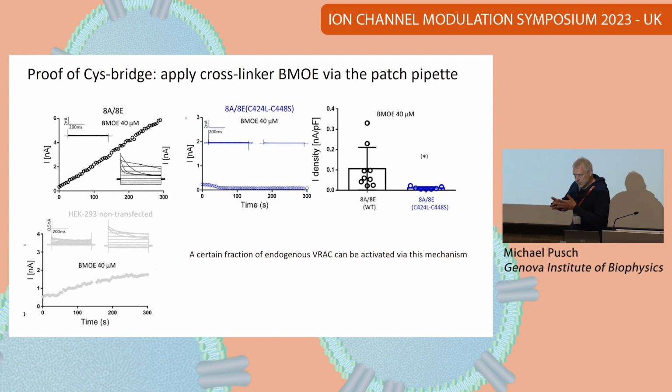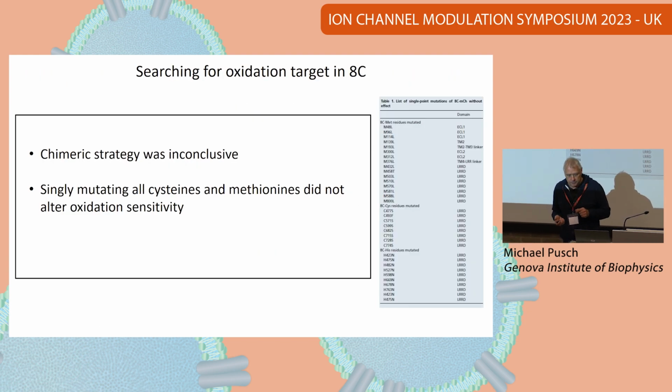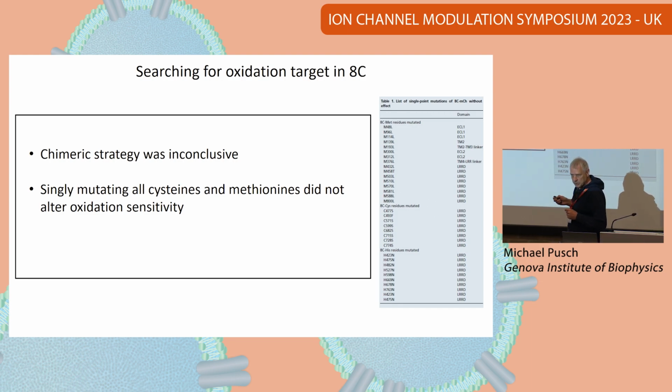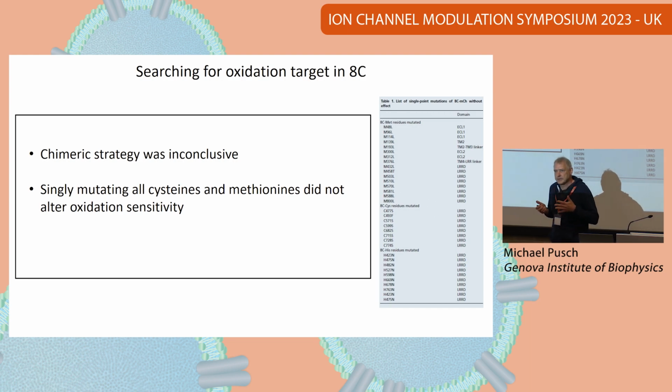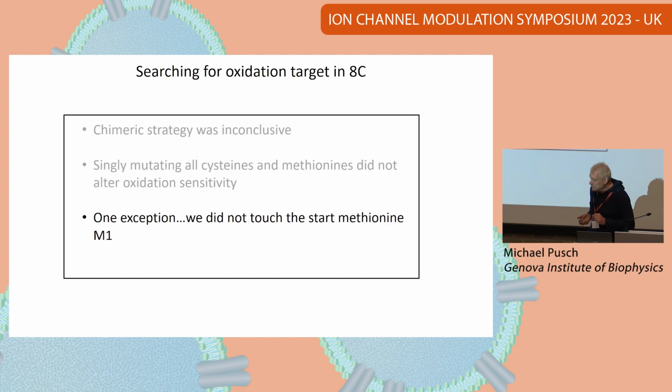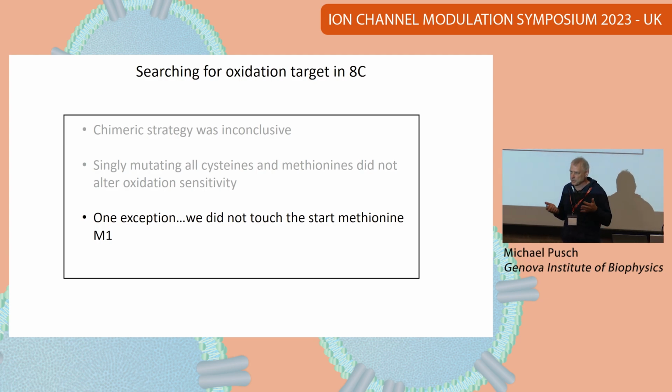So we could identify the target of oxidation, but what about 8C? For 8C, somehow the chimeric strategy was not really conclusive. We could not draw any nice conclusion from that. Then we mutated all methionines, all cysteines, and even some histidines of the 8C subunit, and we could not eliminate the inhibition by oxidation by any means. However, we did not touch one methionine, the first methionine, which is of course difficult to mutate. If you mutate the first methionine, the protein will have difficulty being formed.